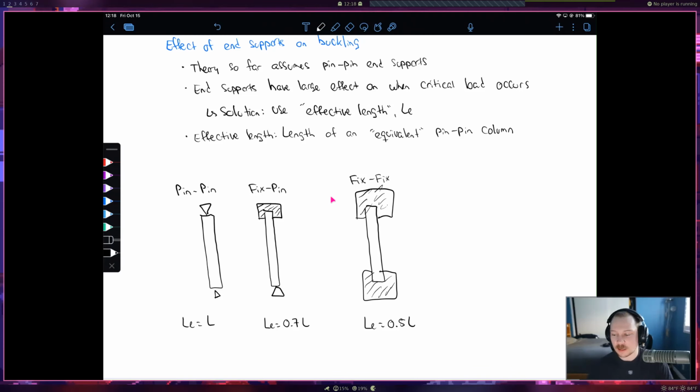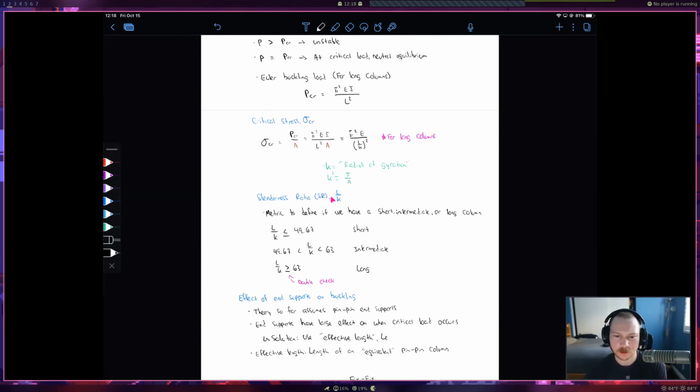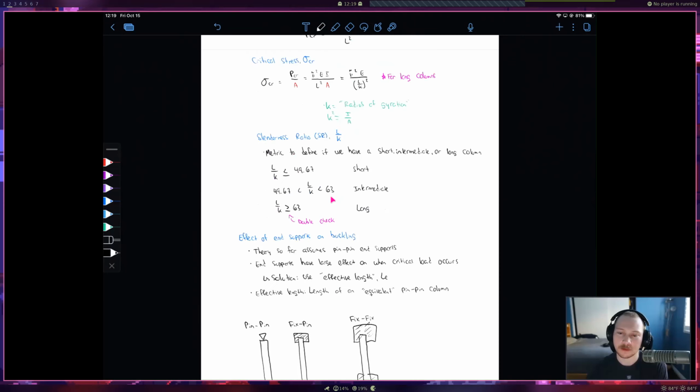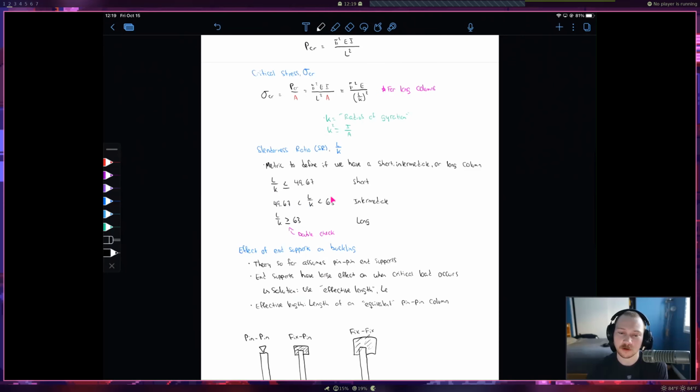Okay, so now we have the effective length. So let's go over what we can actually calculate so far. We have our equation for critical stress here, and currently that's only for a long column. And that was built with the assumption of a pin-pin end support setup. But now we just talked about the concept of effective length, and that's covering the different end support setups that we have. So we can now plug in the effective length and substitute that in for the length part in our equation.